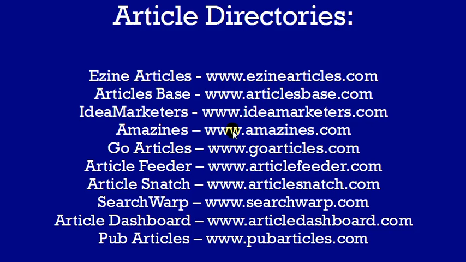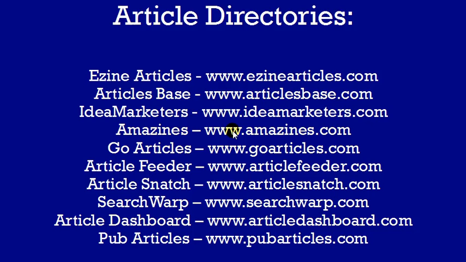Again, you can pause this video if you like and take down the URL, the web address for each article directory, but they are Easy Articles, Articles Base, Idea Marketers, Amazings, Go Articles, Article Feeder, Article Snatch, Search Warp, Article Dashboard, and Pub Articles.